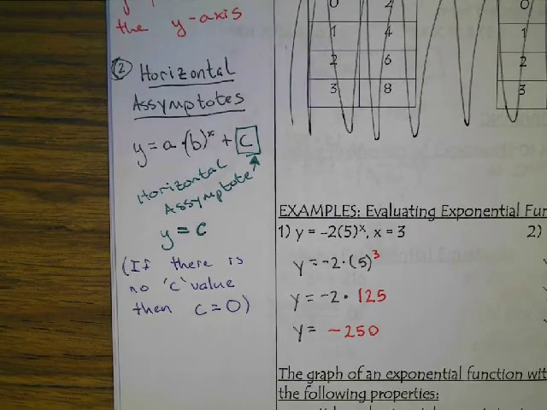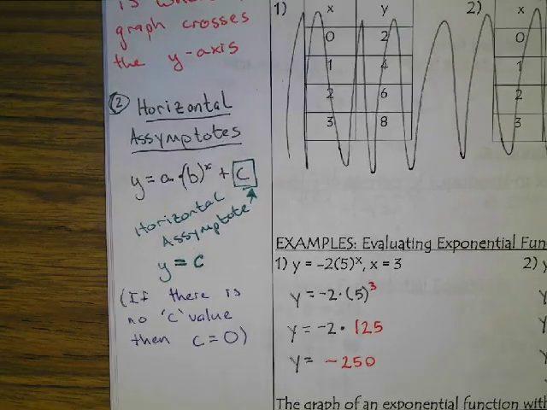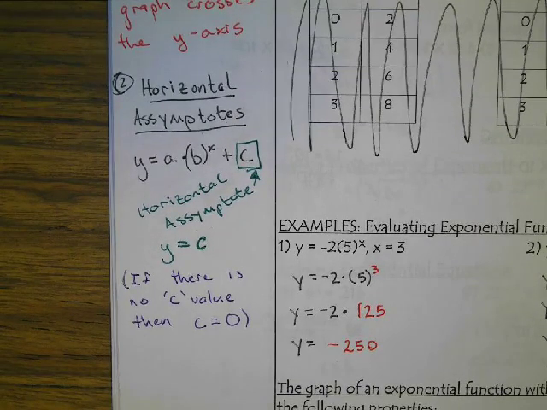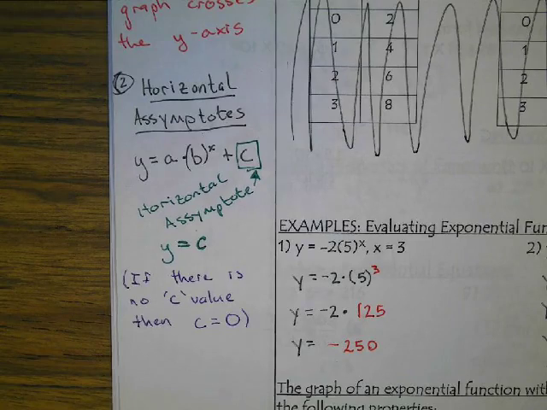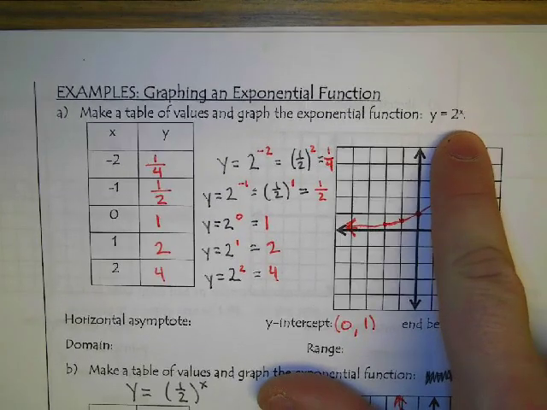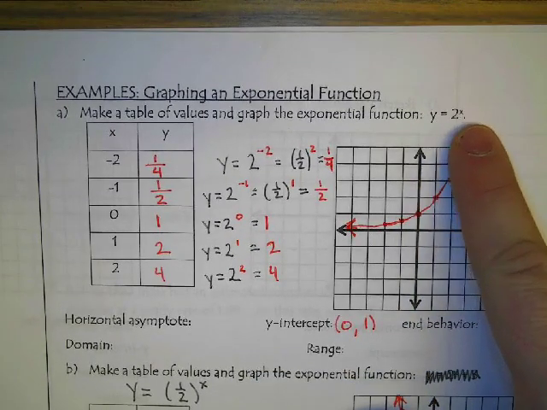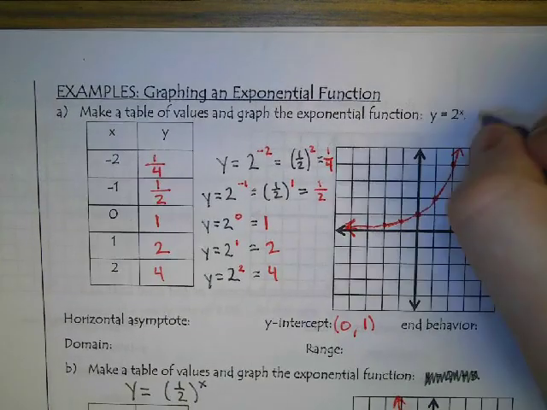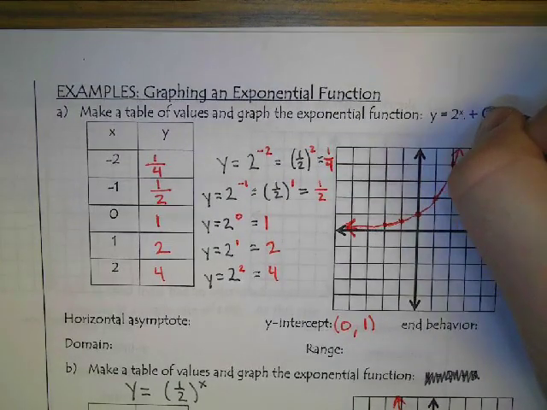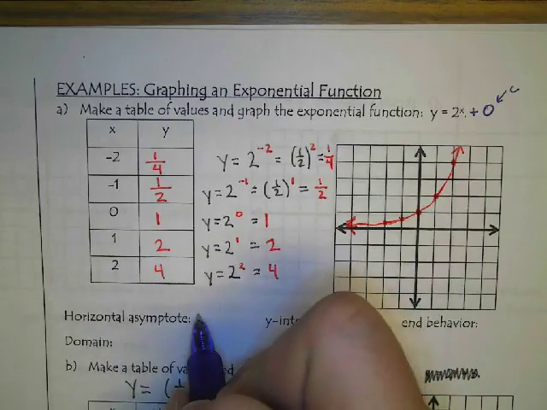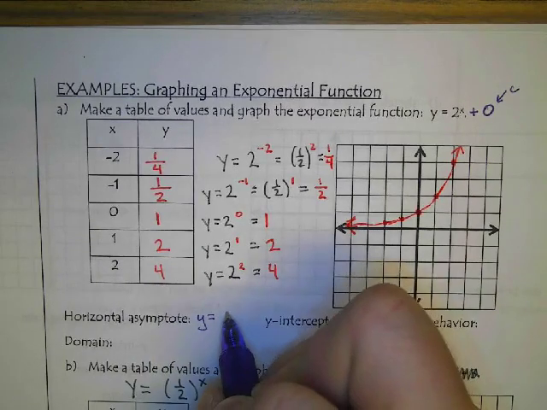So let's go back to that graph we were looking at for the y-intercept. We'll flip our packet over and look at the equation. When I look at this equation, y equals 2 to the x, is there a plus c value or a minus c value? There isn't. So we can think of it as an implied plus 0, and that's our c value. So our horizontal asymptote would be y equals 0.